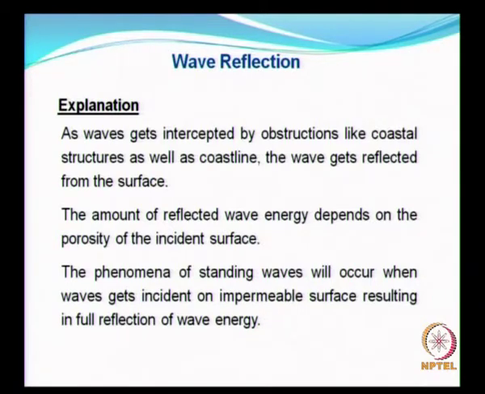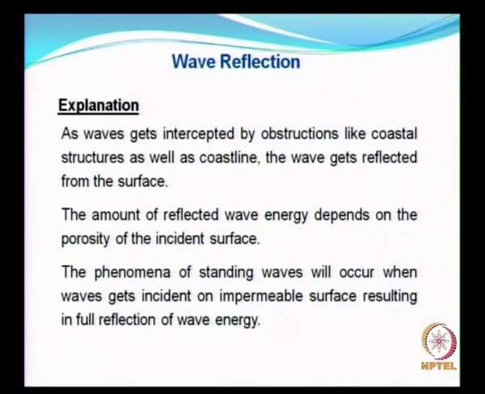As waves get intercepted by obstructions like coastal structures as well as coastline, the wave gets reflected from the surface. The amount of reflected wave energy depends on the type of structure, beach slope, the incident wave characteristics, and in fact shape of the structure. Shape of the structure in the sense, what I am trying to say is whether it is a sloping wall or a vertical wall.